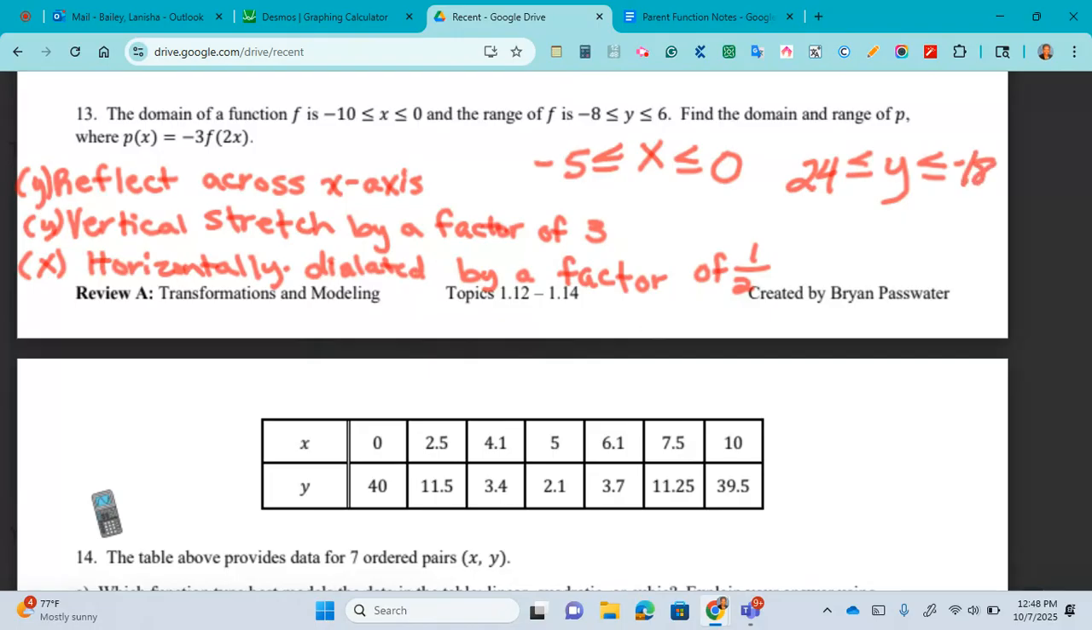Any questions? Ah, negative, dang. It's -18 to 24. Yeah, I messed up on that one. Yes, the small one first, -18 first. That matters, yes, because you always go from least to greatest.